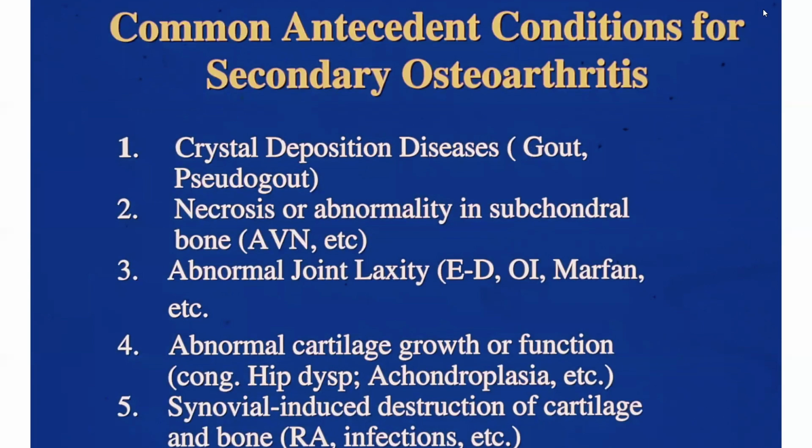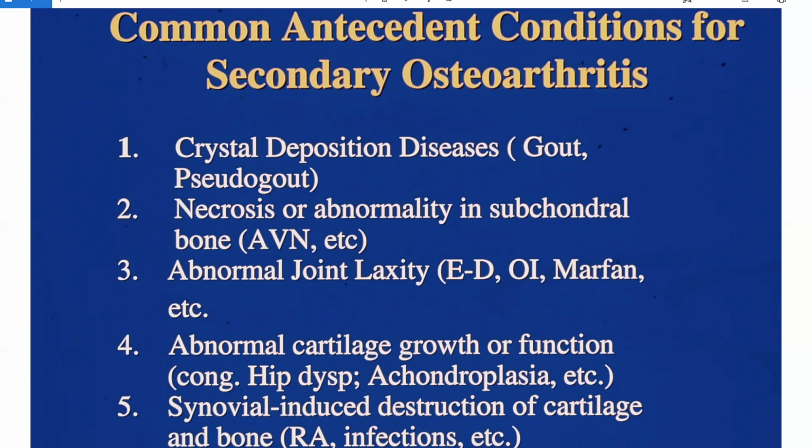Here are some common antecedent conditions to secondary osteoarthritis. The crystal deposition diseases, gout, pseudo-gout; necrosis or abnormality in subchondral bone, such as avascular necrosis; abnormal joint laxity, such as Ehlers-Danlos, osteogenesis imperfecta, or Marfan syndrome; abnormal cartilage growth or function, congenital hip dysplasia, achondroplasia; synovial-induced destruction of cartilage and bone, rheumatoid arthritis, and various joint infections.